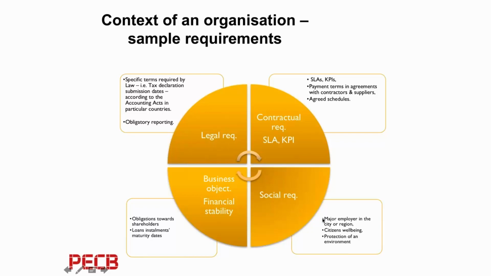And in social requirements, the examples that I gave is for the company which is, for instance, the major employer in the city or in the region that you are in. One big company, and the local community depends on your company. Like most of the citizens are employed by you, for instance. Of course, citizens' well-being, if our company can cause harm as a result of an incident or business interruption, and of course, protection of the environment.